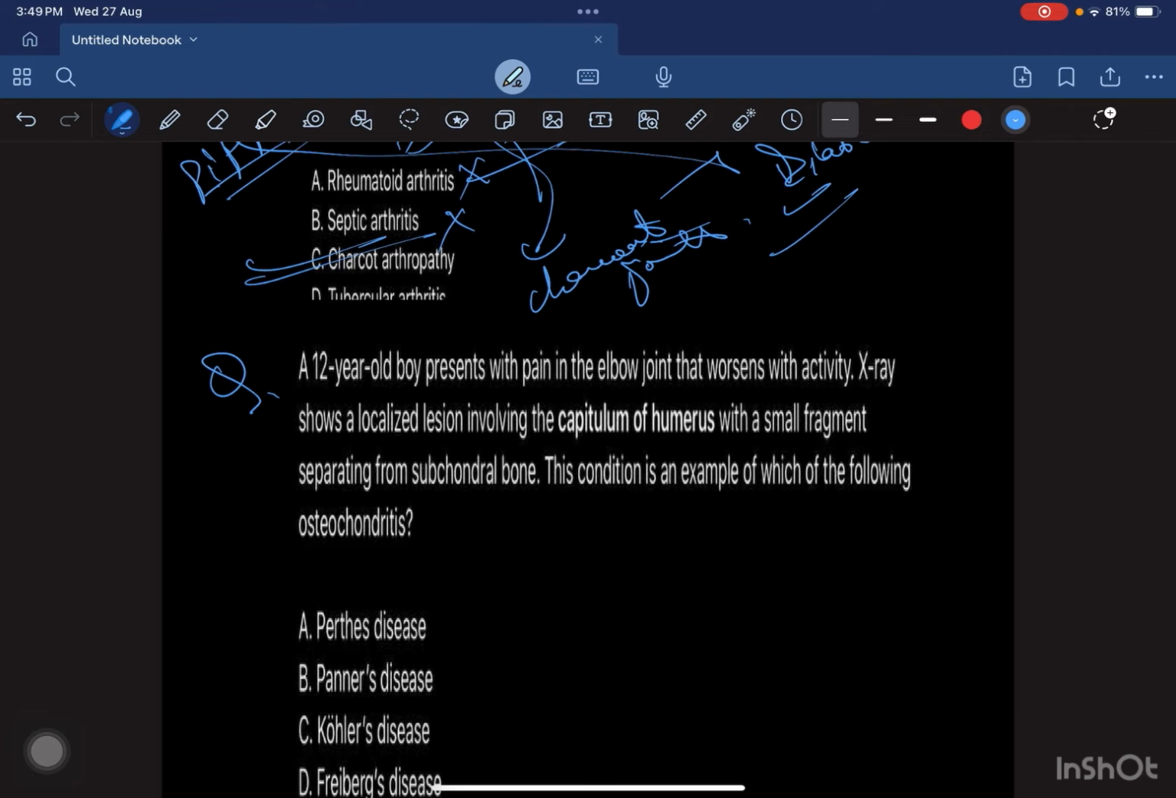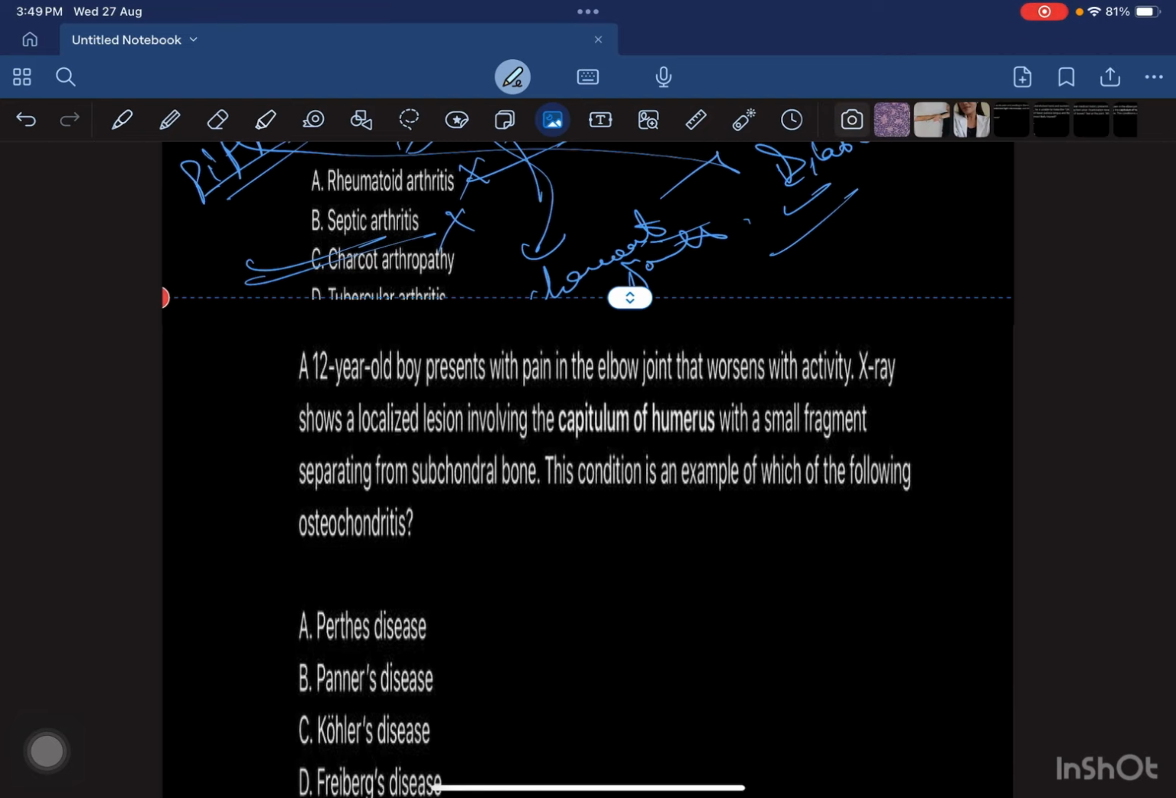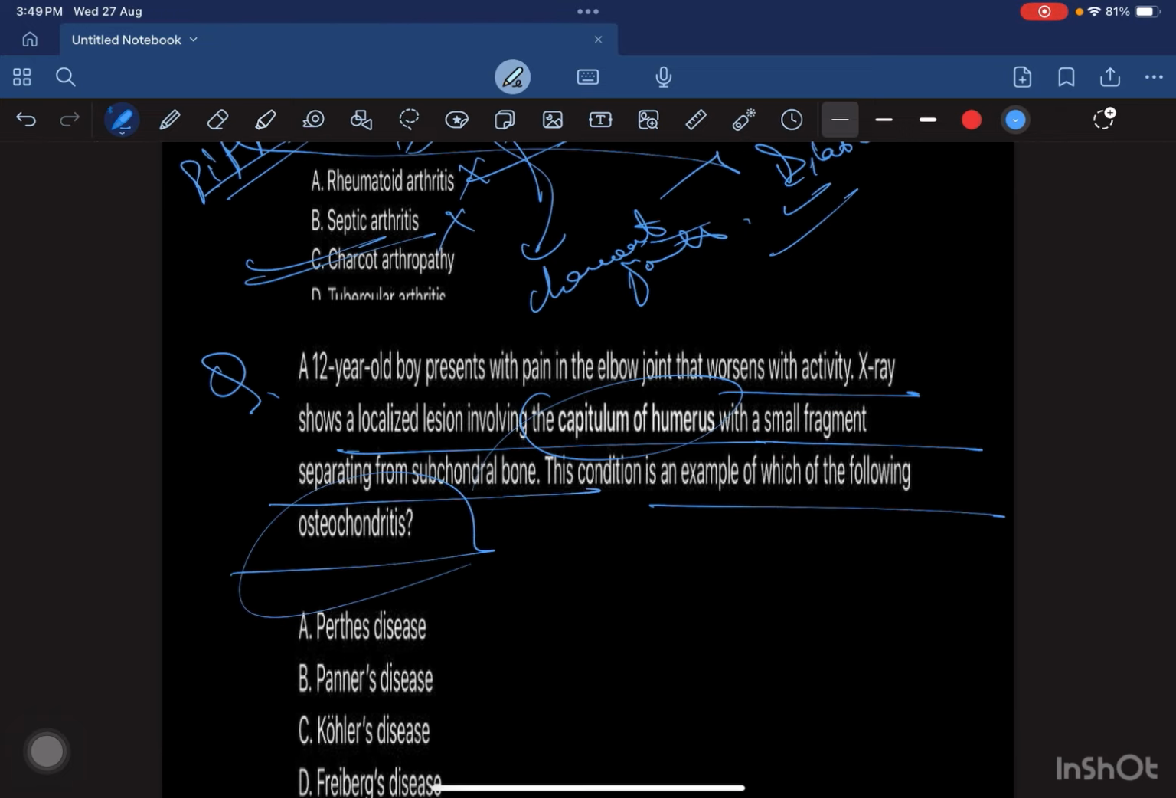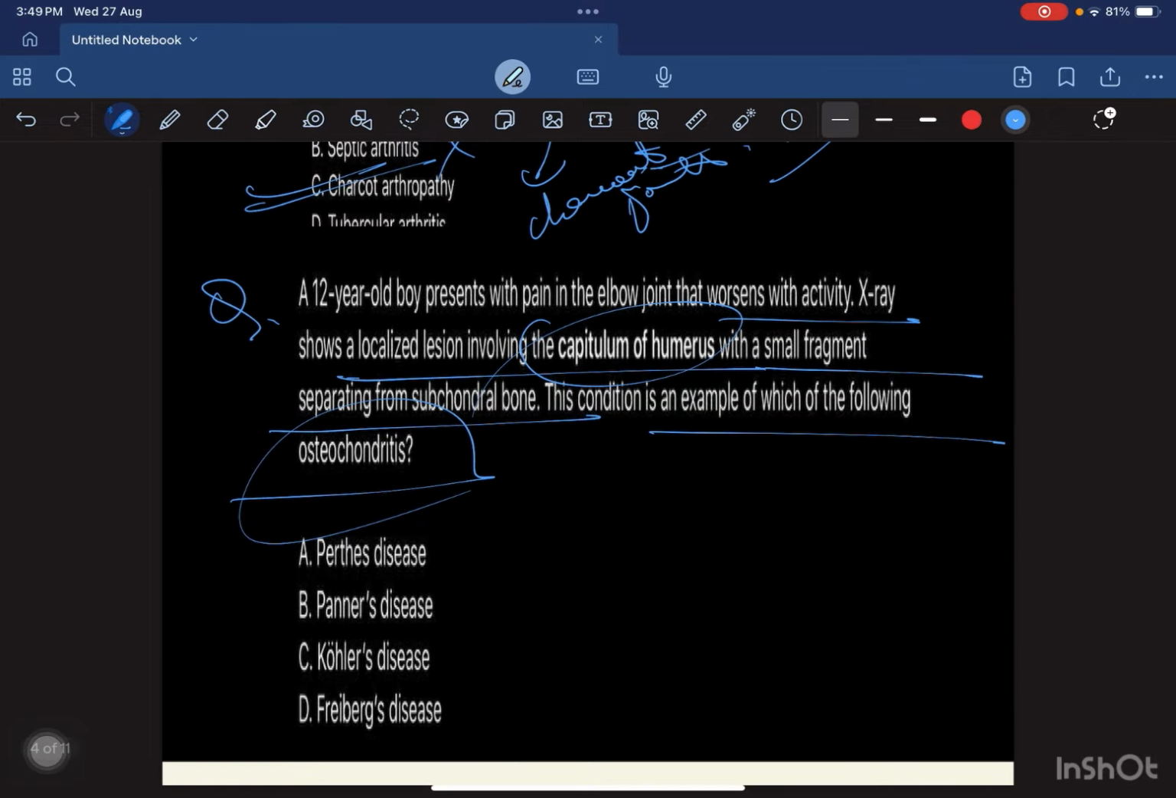A 12-year-old boy presents with pain in the elbow joint that worsens with activity. X-ray shows a localized lesion involving the capitellum of the humerus with a small fragment separating from the subchondral bone. This condition is an example of which of the following? Osteochondritis. So this is the topic of osteochondritis that we have to cover here. So simply we have to know that the osteochondritis of the capitellum of the humerus is Panner's disease. Okay, so now we come to the topic of osteochondritis.